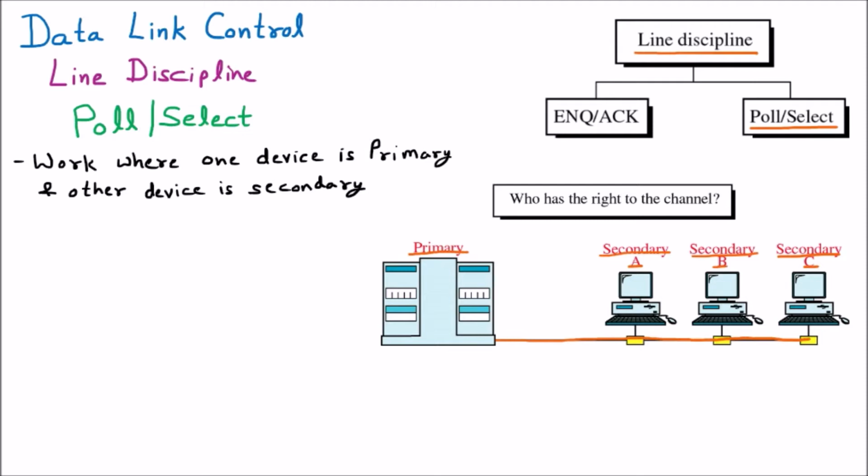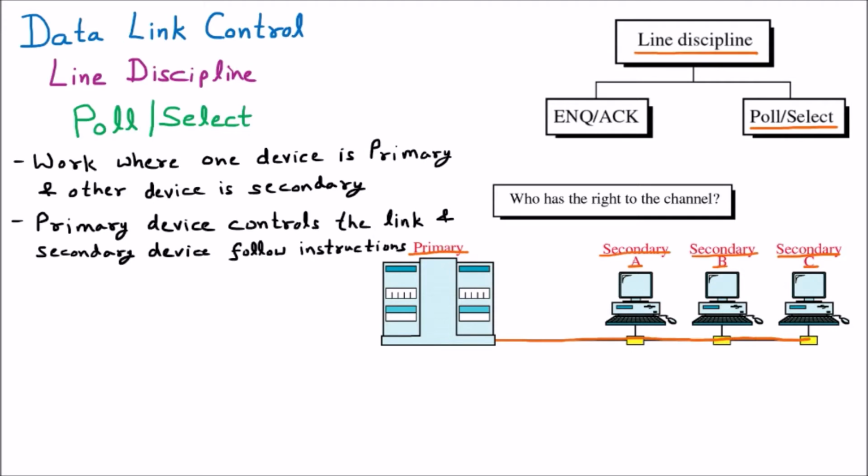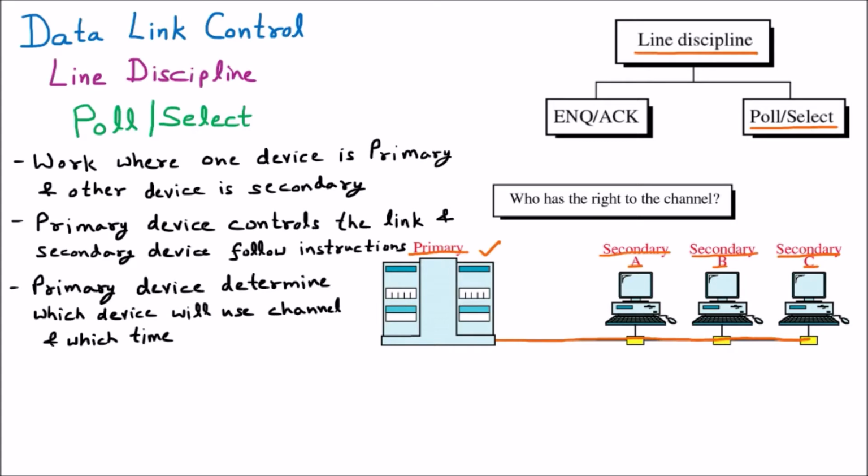Or we can say that the primary device controls the link and the secondary devices follow the instructions. The meaning is that the primary device is the main device and it will give the instructions, and everybody else will follow them. Secondary devices do not have the power to give instructions. Primary has all the powers. Here, the primary device will determine which device will use the channel and at which time.